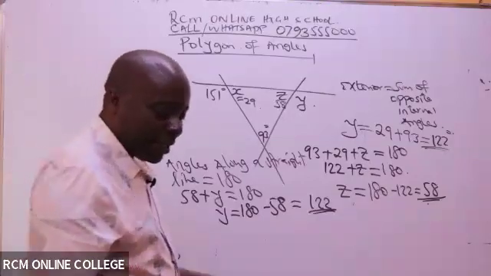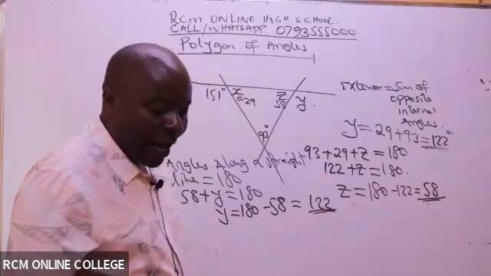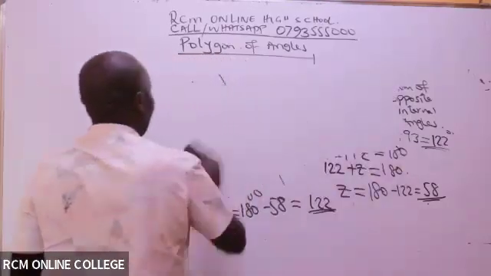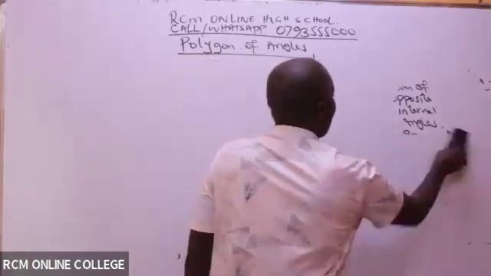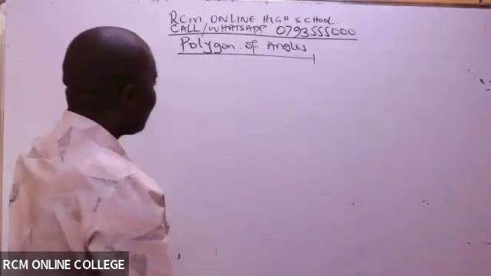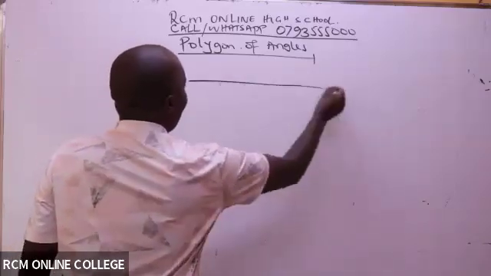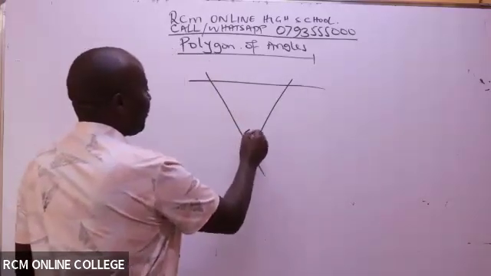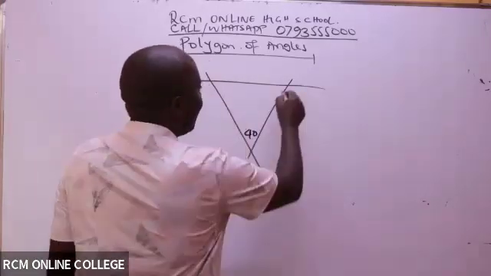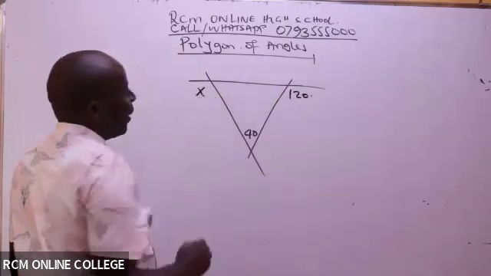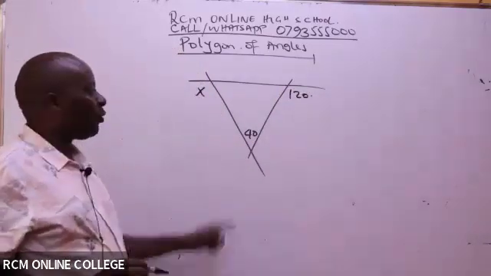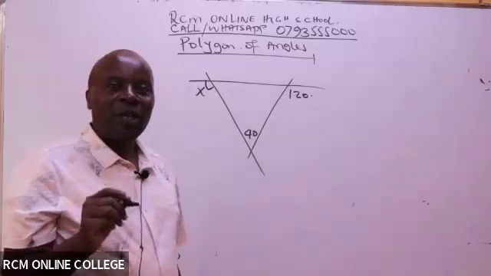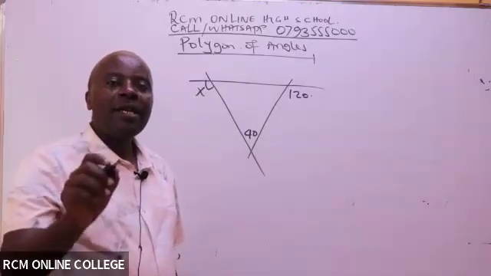If that is the case, I would want to give you one to try on your own. Give me the answer to this. Quite easy. You are given here 40, then we have 120, and they want you to find the value of X outside here. This angle X. Let's see who will be the first one to get it right, and ensure that you post your answer in the comments.